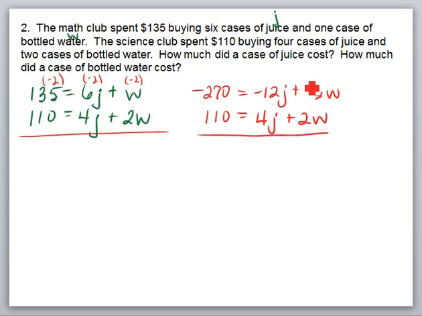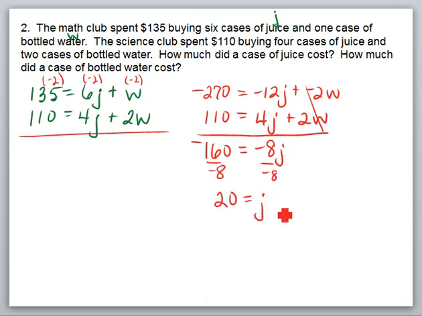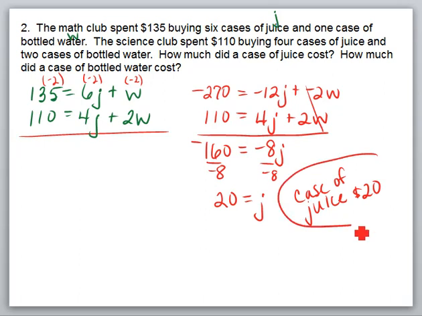Add them together. I end up with -8j equals -160. Divide by -8 on both sides, end up with 20. So that means each case of juice costs $20. There's one of my answers. How much does the case of water cost?